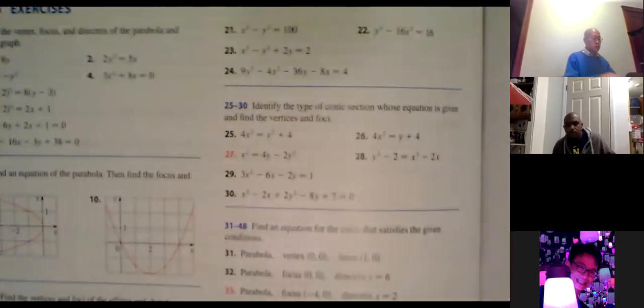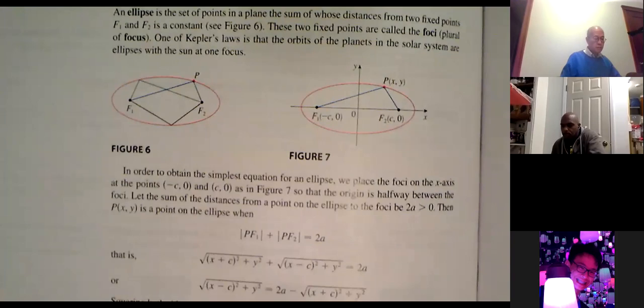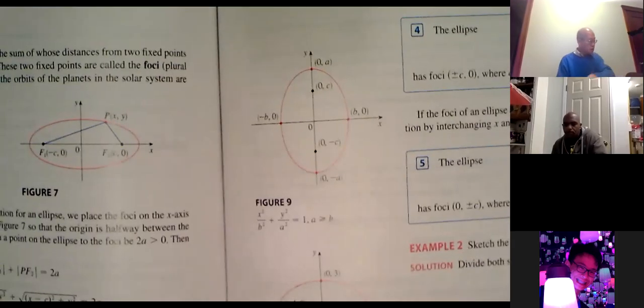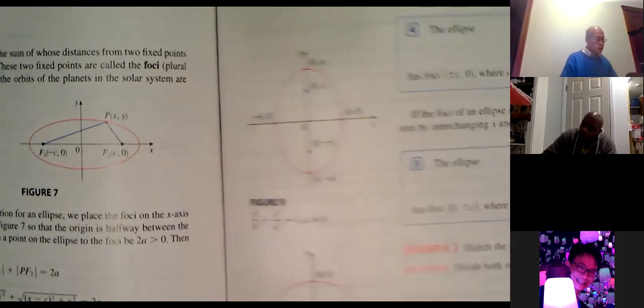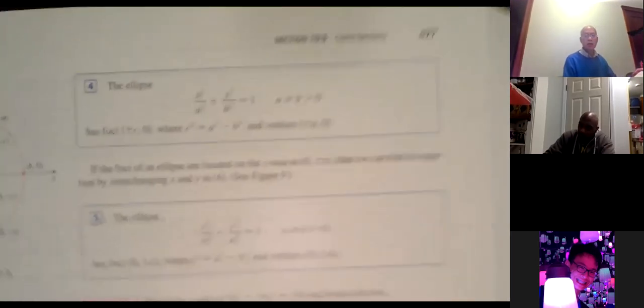All right, so now for the ellipse. Let me give you an introduction to the ellipse again. What you want to know for the ellipse. Okay, page 677.